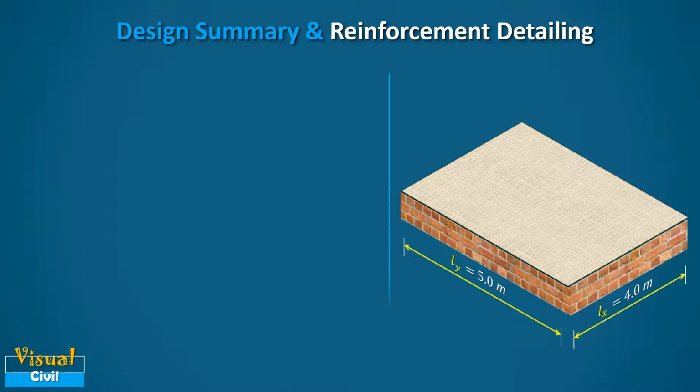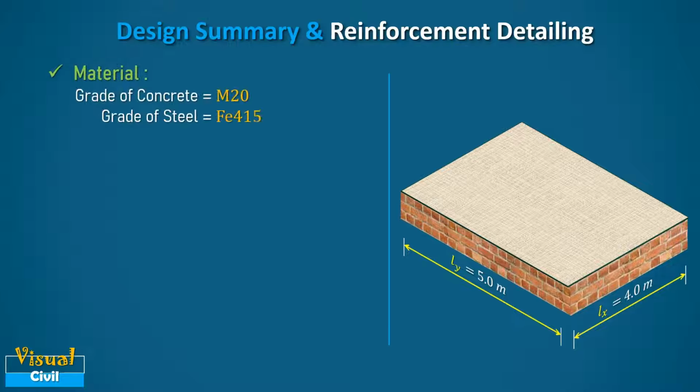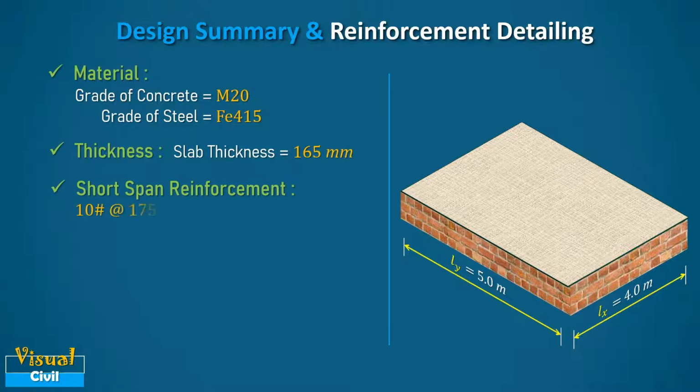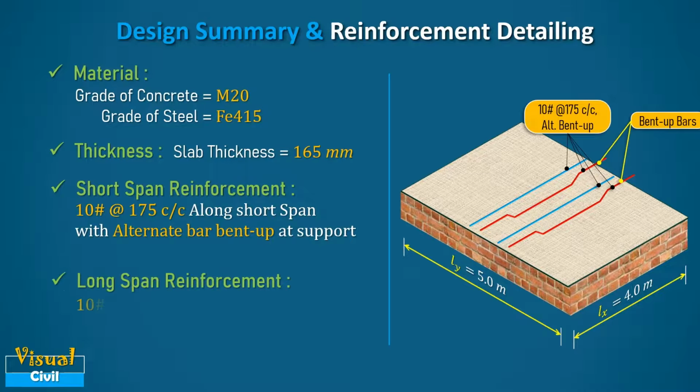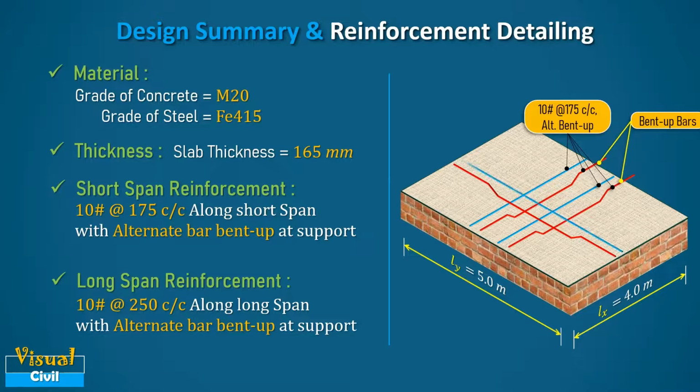Finally, let us summarize the design and the reinforcement detailing. A simply supported two-way slab is designed with M20 grade of concrete and Fe415 steel. The thickness of the slab is 165 mm. Along the short span, provide 10 mm dia bars at 175 mm center to center with alternate bars bent up at support. And along the long span, provide 10 mm dia bars at 250 mm center to center with alternate bars bent up at support.